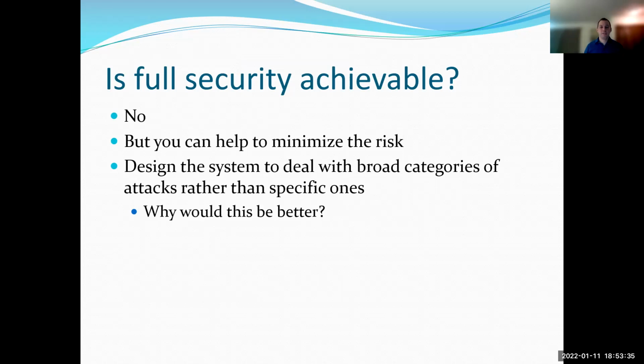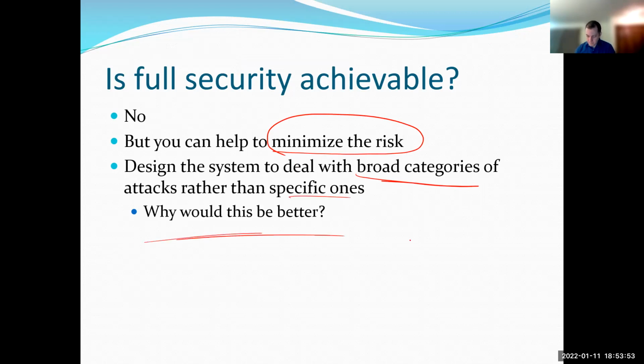Now, is full security achievable? Probably not, but you can help to minimize the risk. That's the approach that you take. It's critical to design the system to deal with broad categories of attacks rather than specific ones. That's a recommendation. Why would this be better? Anyone?